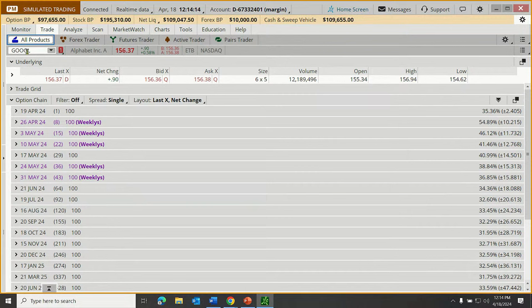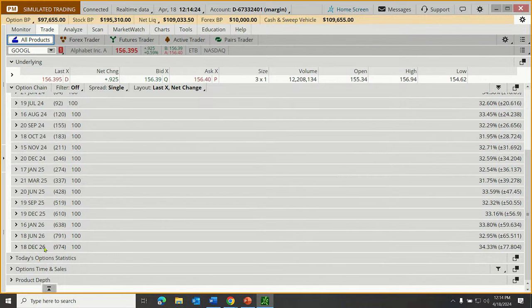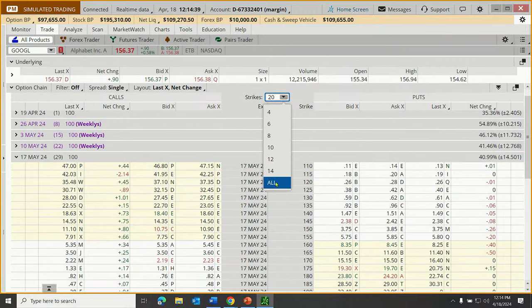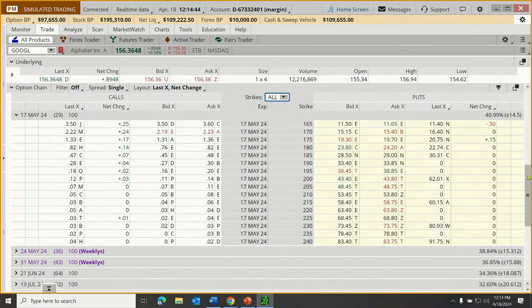Look at this. If we go to Google's option chain, we have calls stretching all the way from tomorrow, the 19th of April, all the way out to the 18th of December of 2026. So which expiration might this trader use? And even within each of those expirations, there are multiple strike prices to be had. As a matter of fact, I have this limited to just 20 strike prices. If we dial this out to all the available strike prices, just in one expiration, look at how many choices we have. So how do we narrow the field?